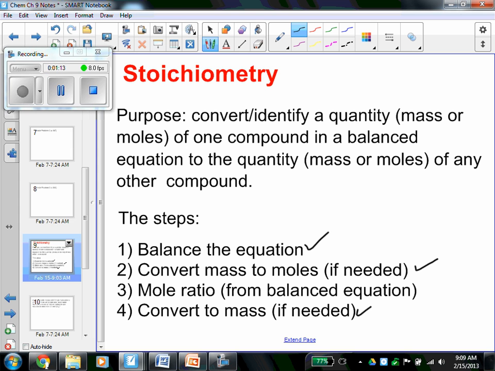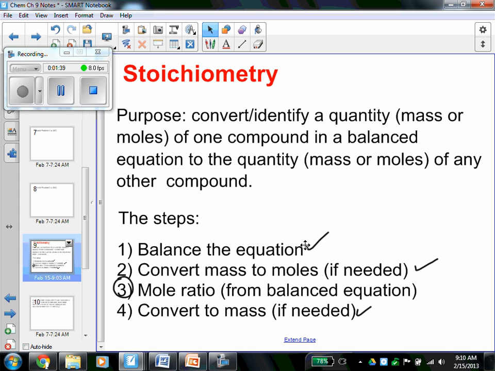But there is something new that we need to introduce here, and that's step 3, which is called the mole ratio. And the mole ratio is more or less the heart and soul of stoichiometry, and it's the step by which I convert from, again, any reactant or product to any other reactant or product in a balanced chemical equation. Okay, so these 4 steps are something that I learned in high school and something that I've been teaching here for several years now.